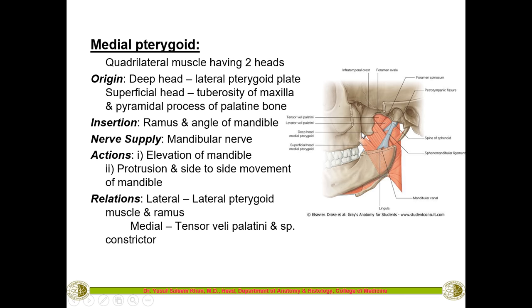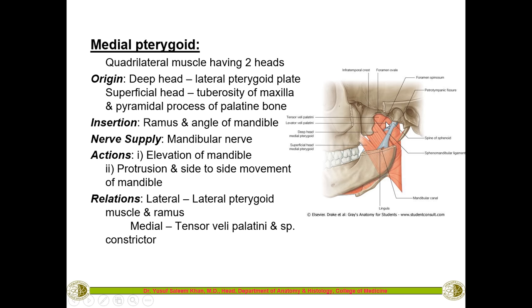Relations, as you have already seen: lateral to this muscle will be the lateral pterygoid muscle as well as the ramus. This is the ramus and this is the lateral pterygoid. So laterally we have the ramus of the mandible as well as the lateral pterygoid. Medial to that will be two important muscles here, called the tensor veli palatini and the levator veli palatini.